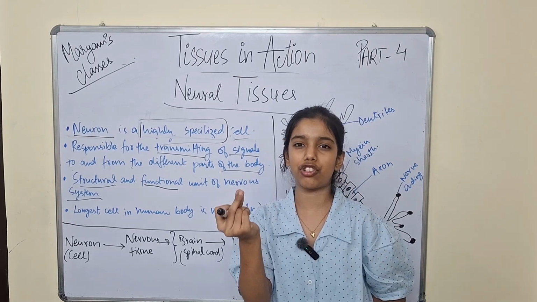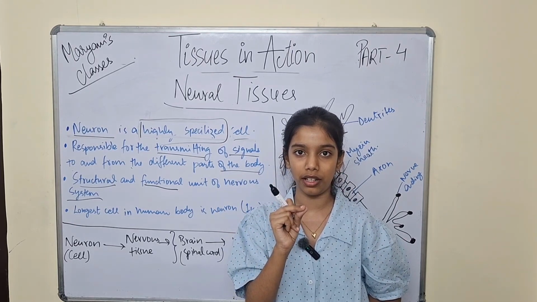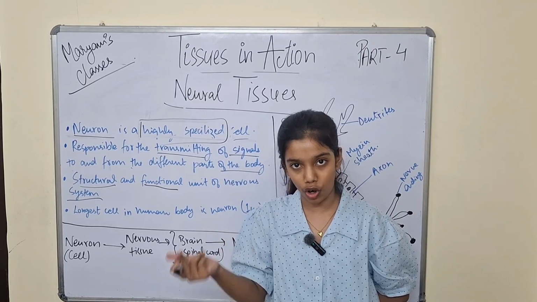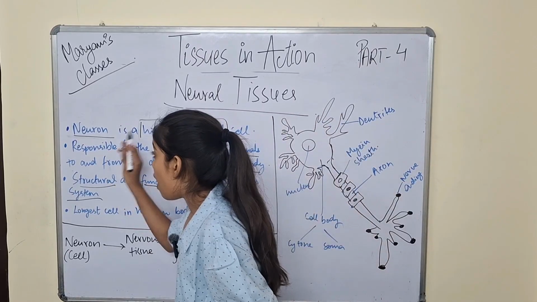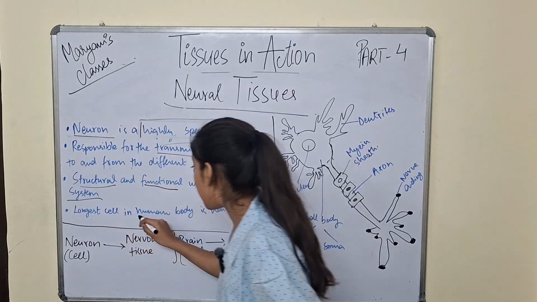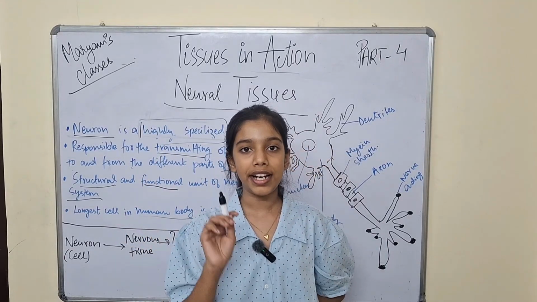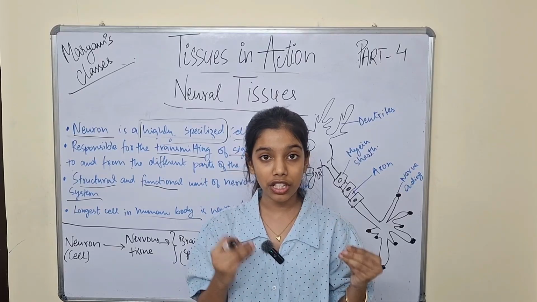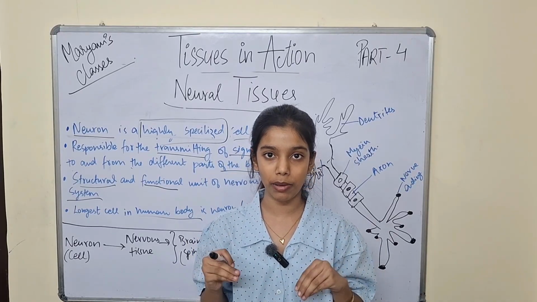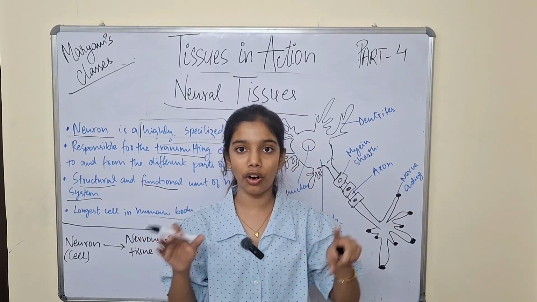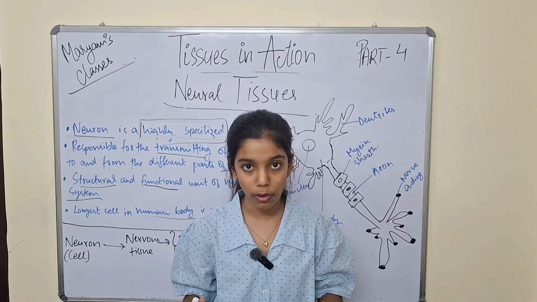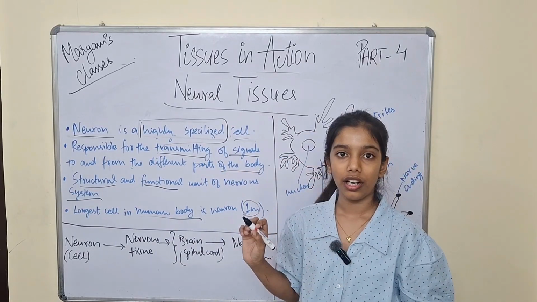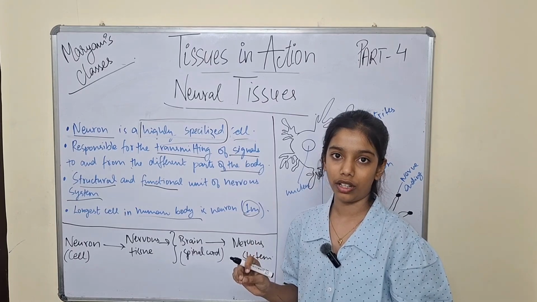It is the basic structural unit of the nervous system. What is the basic unit of a nervous system? Neuron. And neuron is the longest cell present in the human body. It is a very important statement. It can be asked in your exam which is the longest cell present in the human body. Neuron is the longest cell, and its length can be 1 meter.